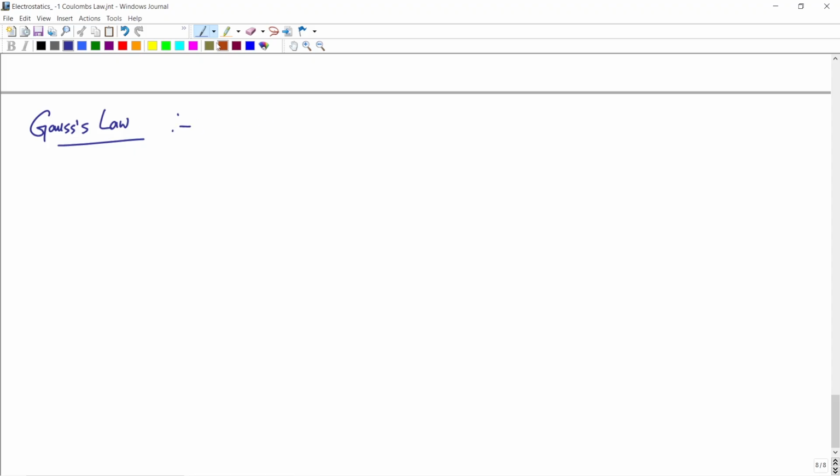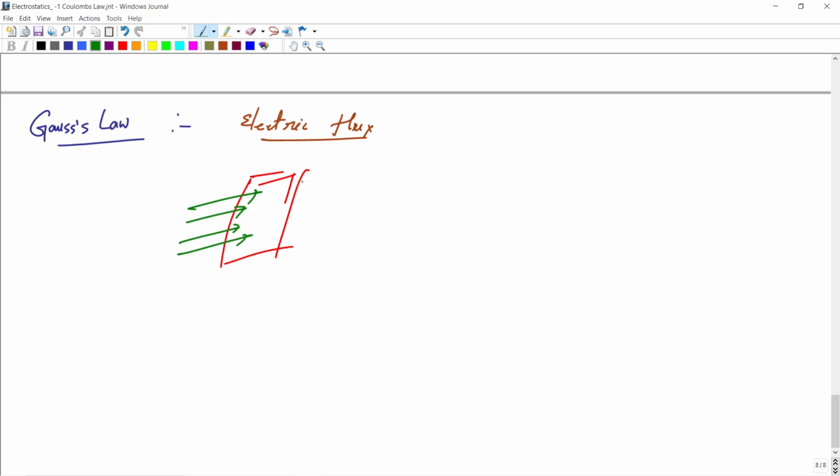So first, the formula we need to know is electric flux. What is electric flux? Electric flux signifies the number of electric field lines passing through a unit surface area. Suppose we consider a surface, and here is the electric field. E represents the electric field, obviously a vector field.